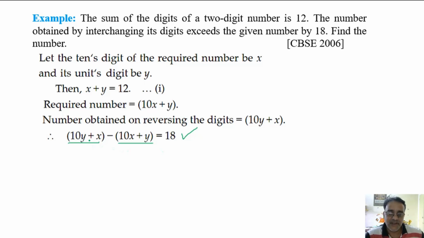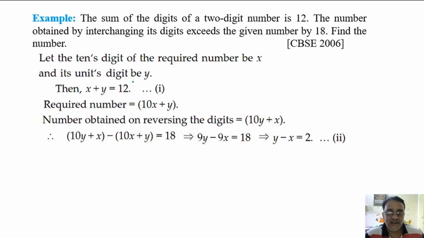Sir. Okay. So what we are going to get here, if you subtract, 9x plus 9y. ये दोनों माइनस हो जाएगा, ये भी माइनस हो जाएगा, ब्रैकेट ओपन करेंगे तो. So we will get 9y minus 9x is equals to 18. Whether this is clear? Yes, sir. Now divide all by 9. What you will get? y minus x is equals to 2.